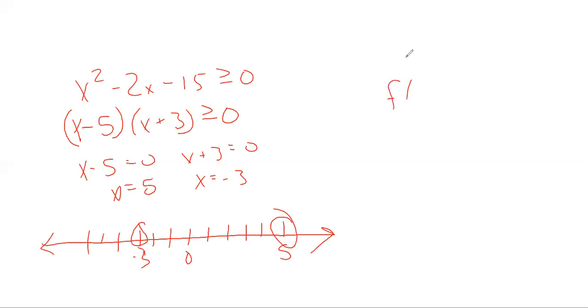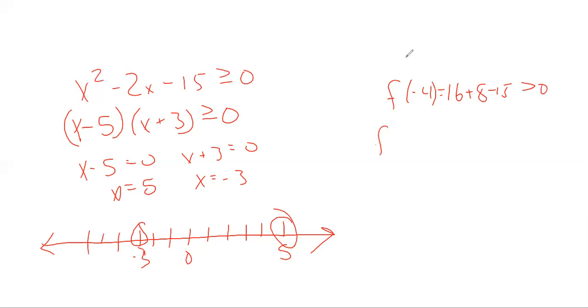Past negative 3 is negative 4. Negative 4 squared is 16. Negative 4 times negative 2 is plus 8. Minus 15. Well, that gives me greater than 0.